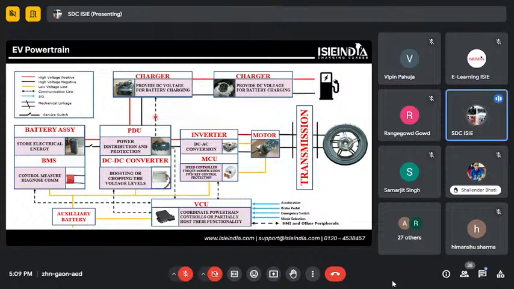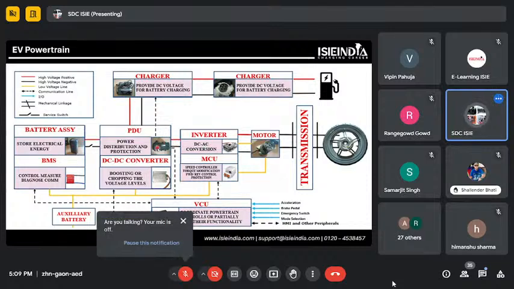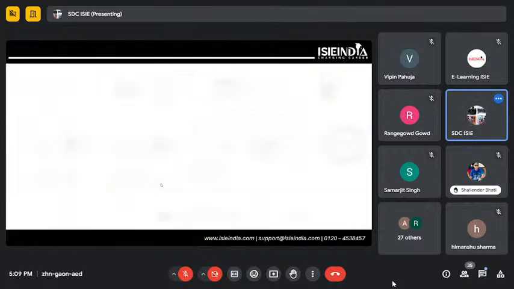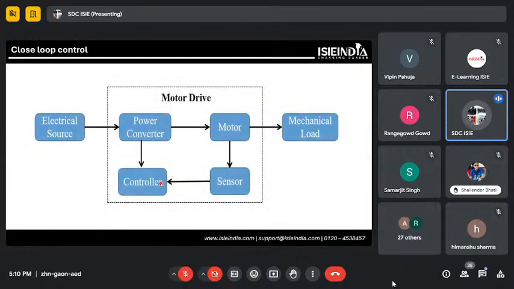Today we are going to discuss more about the controller and its internal architecture, what controllers are available for four-wheelers, three-wheelers, and two-wheelers, right? I'm starting with the closed loop control system. It will give us a better idea of how a feedback control loop system works in every electric vehicle.